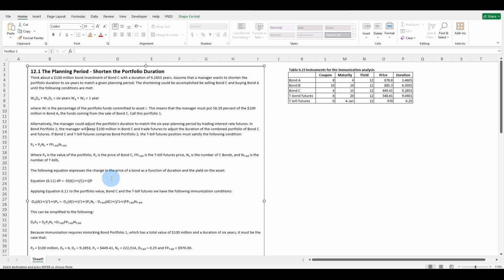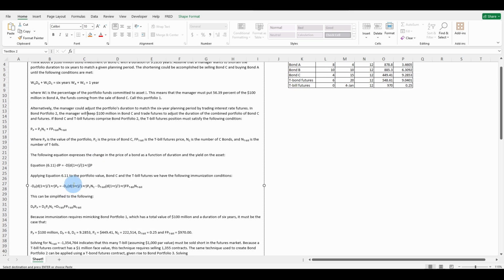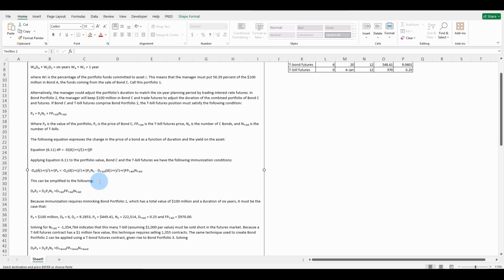Equation 6.1: dP is equal to negative D times dR, divided by 1 plus R, times P. Applying equation 6.1 to the portfolio value, bond C and the T-bill futures, we have the following immunization conditions. We have this very extended equation. I'm not going to go over this entire thing. This can be simplified in the following.